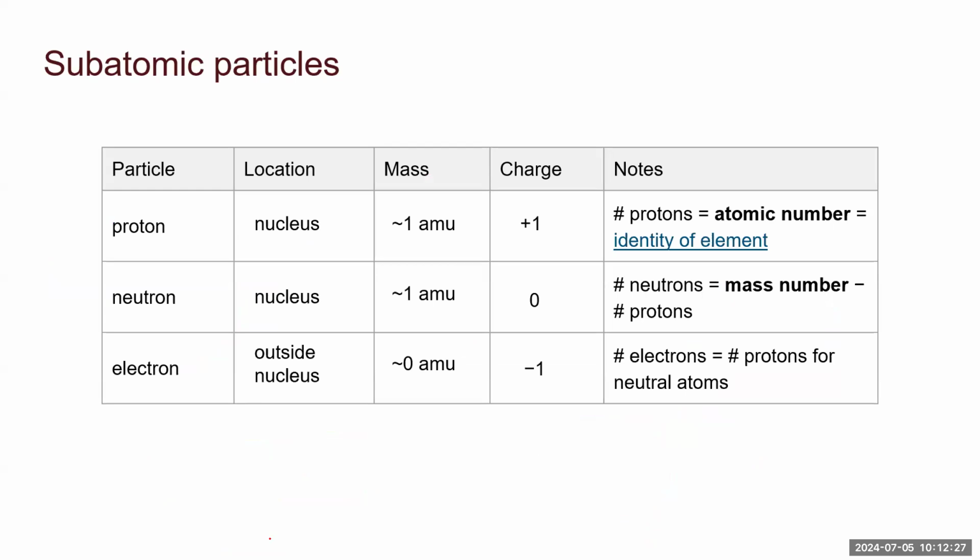So there are a couple of things that you need to know about your subatomic particles. When we were looking at the periodic table the other day, we looked at our whole number. The whole number on the periodic table is what's known as your atomic number. That happens to be the same number of protons that an atom of a given element has.